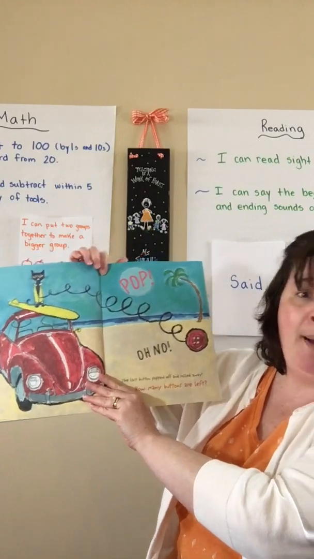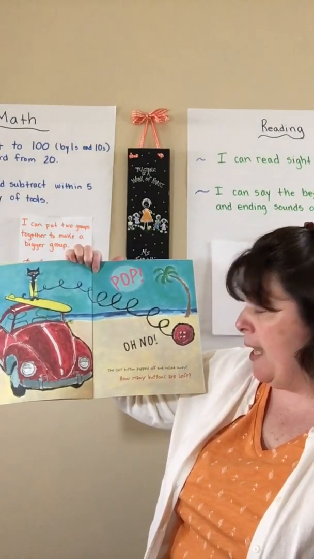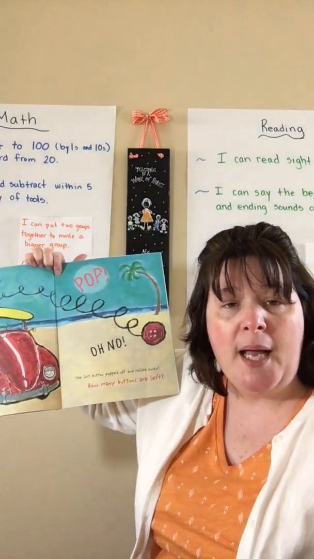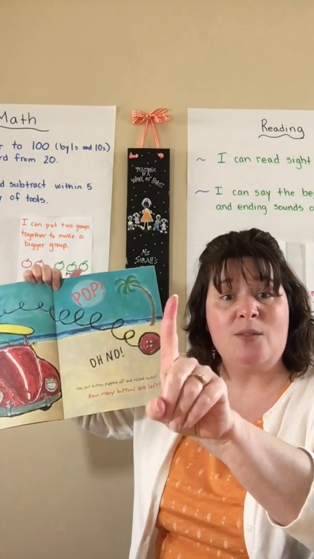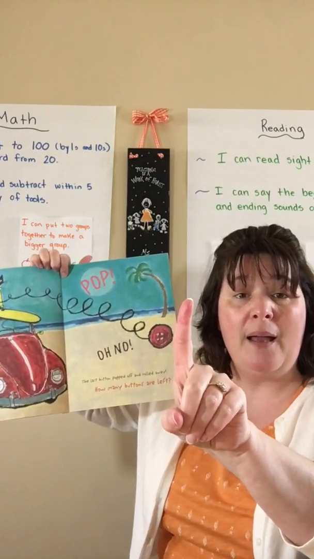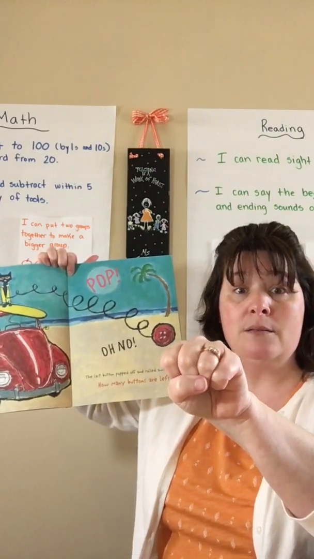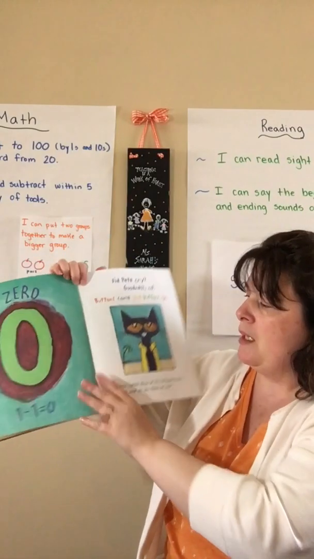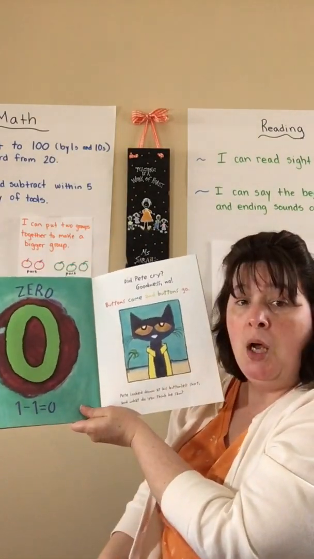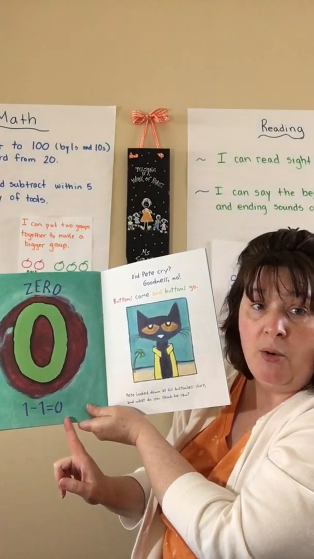Pop! Oh no, the last button popped off and rolled away. How many buttons are left? He had 1. It was the last one. It rolled away. Now he has none. 0. 1, take away 1 equals 0.